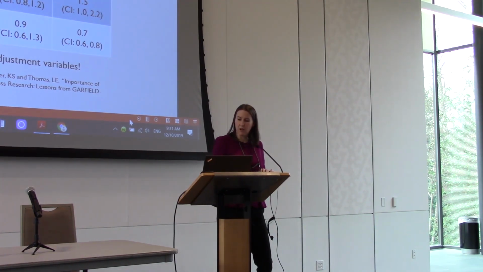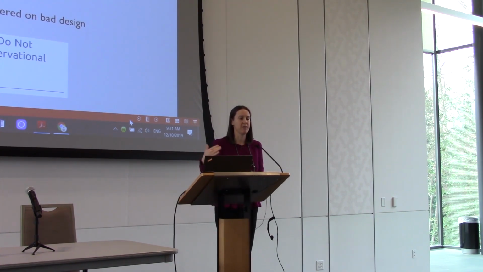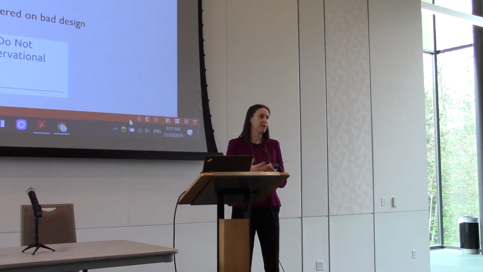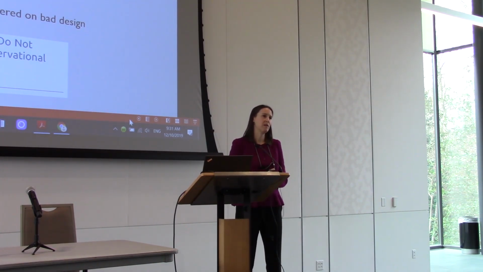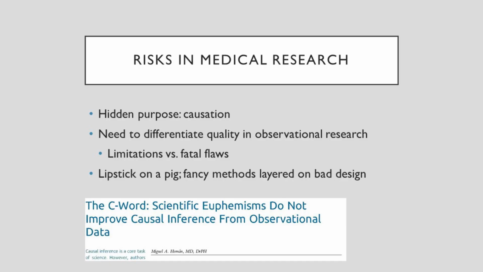So with probably 4 minutes left, I'll give just a couple comments on what I think some of the risks are that are running across these areas. One risk, the one I mentioned earlier, is the hidden purpose. If we aren't comfortable saying we're targeting causation, it's hard for statisticians, especially applied statisticians, to advocate for the use of causal inference methods. Another trend, I think, is the need to differentiate quality in observational research.